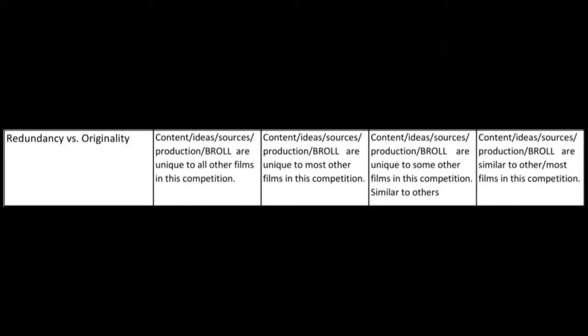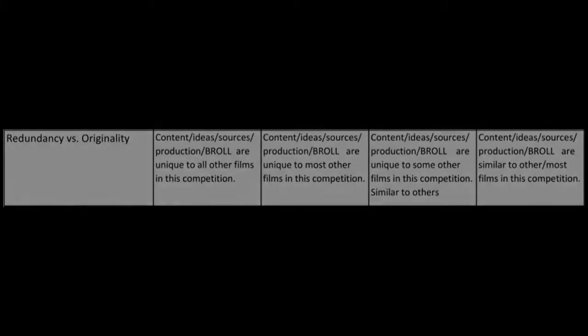As the rubric defines it, the redundancy versus originality category includes a documentary with content, ideas, sources, production, and B-roll that are unique to all the other films in the competition. 30 of the 100 points judged on the documentary come from the story content portion, and up to 10 of these 30 come from the redundancy versus originality category.